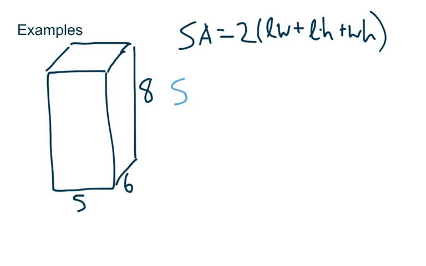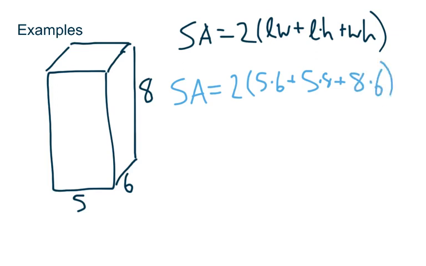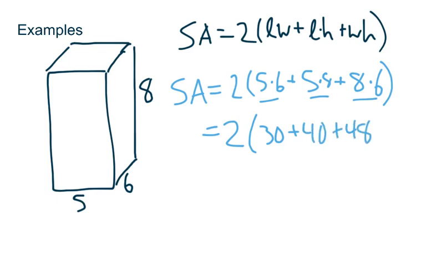So what I'm going to do, surface area is going to be equal to 2 times, and then I'm going to go with 5 times 6 plus 5 times 8 plus 8 times 6. I'm going to do all my little multiplication problems. So this is going to be equal to 2, and then I have 30 plus 40 plus 48. All right, now I can do the addition inside my parentheses.